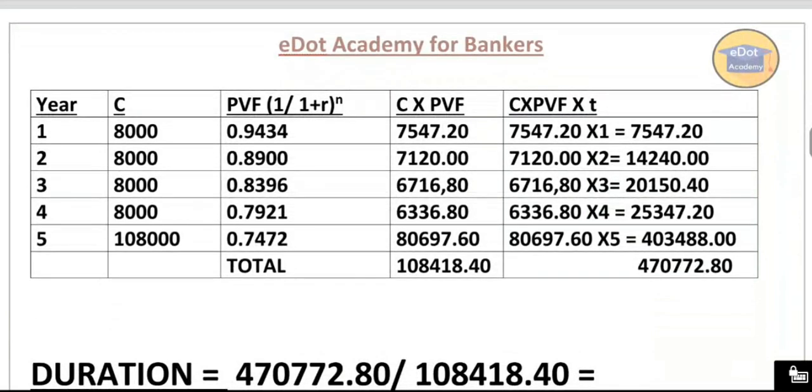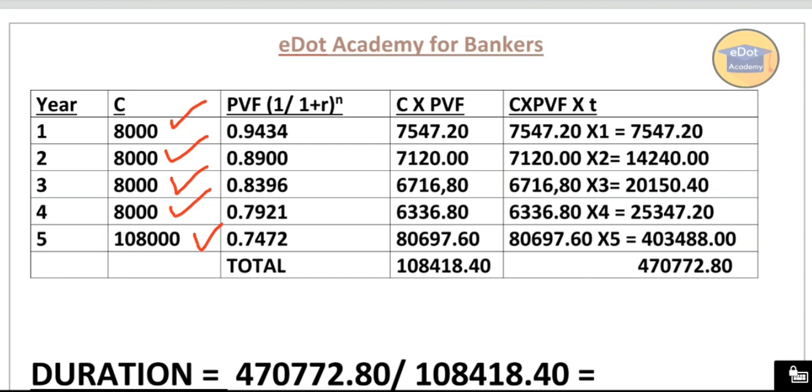This shows that the first year he'll be getting 8,000 rupees. Second year he'll be getting 8,000 rupees. And third year he'll be getting 8,000 rupees. And fourth year also he'll be getting 8,000 rupees. And at the end of the fifth year, he'll get 8,000 rupees plus 1 lakh rupees back, because maturity period is 5 years. So this is the cash flow. That means the bondholder will be getting this cash flow every year.